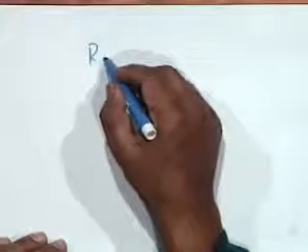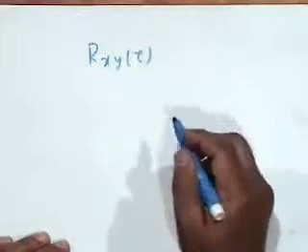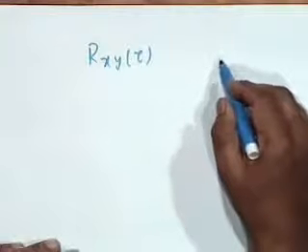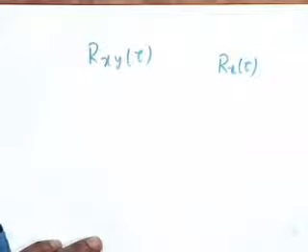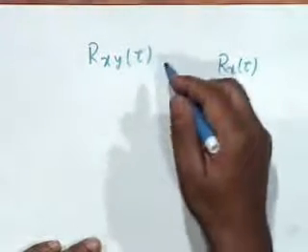Then Rxy of tau. You remember that Rx of tau was maximum when the argument was 0. That is, Rx of 0 was the maximum value of Rx of tau. Here, Rxy of tau is not necessarily maximum at tau equal to 0.